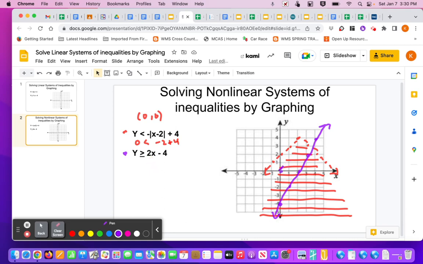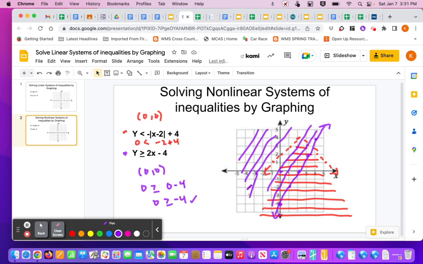It's nice and easy to use. Origin right here is 0, 0. So when I plug in 0 for y and 0 for x, I'm going to check it out. Is it true that 0 is greater than or equal to negative 4? It is true. That means the origin is also in the solution of the purple line. So I'm going to now shade in this region here. All of this gets shaded in. All this up here is the correct region for the purple inequality right there.